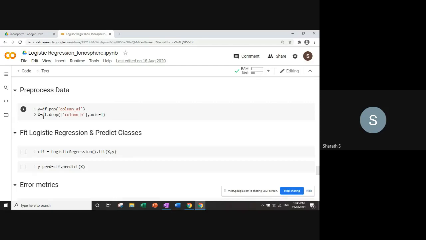Okay, so for this pre-processing of the data, you have to separate y and x. Another way of separating them here is the pop method in the data frame.